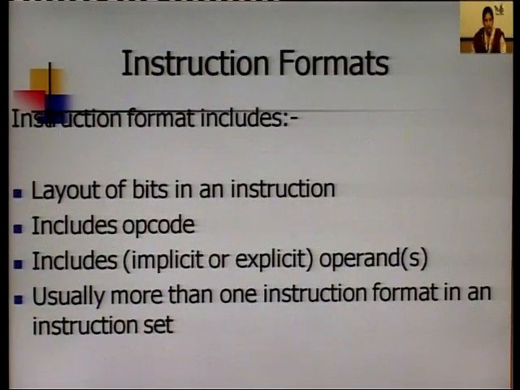Now what does an instruction format include? An instruction format includes the layout of bits in an instruction. Second, it includes opcodes, that is operation code. Operation code is the code provided for every operation to be performed on any data. It includes implicit or explicit operands. Operands means the data on which the operation is to be performed. Usually there is more than one instruction format in an instruction set.